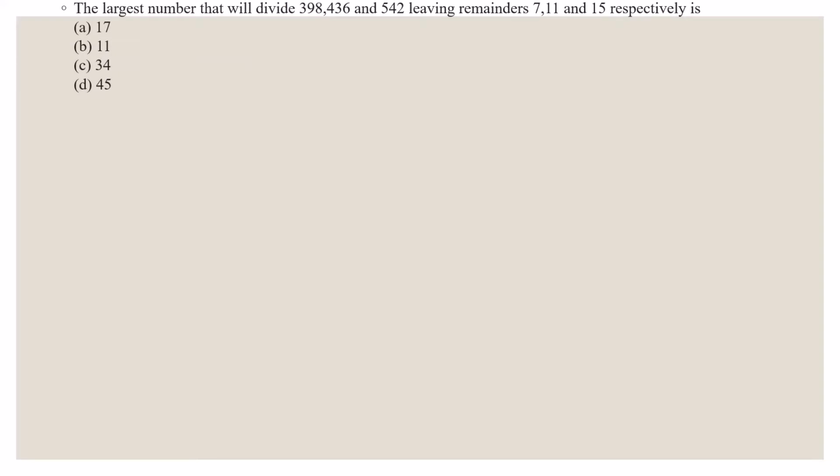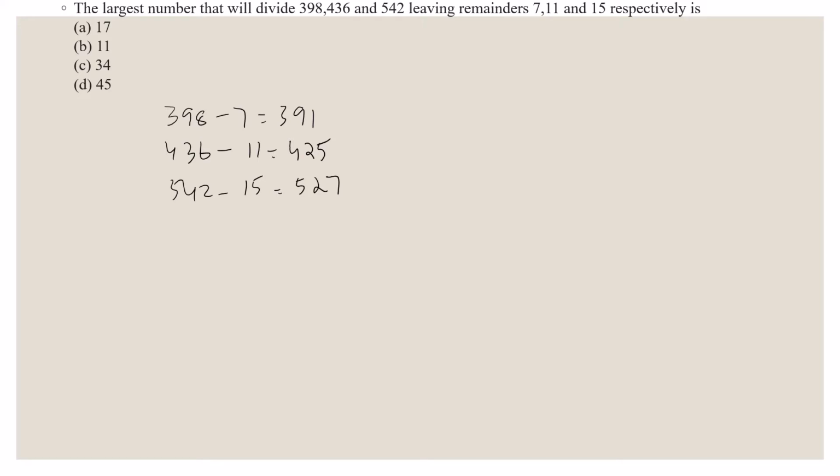Now, the largest number that will divide 398, 436 and 542, leaving remainder 7, 11 and 15 respectively. So you should find out the largest number that will divide all these three numbers. But the remainders are given over here, 7, 11 and 15. So the first step is to take 398, subtract 7 from it. So you will get 391. 436 minus 11, so you will get 425. And 542 minus 15, and that will give you 527.